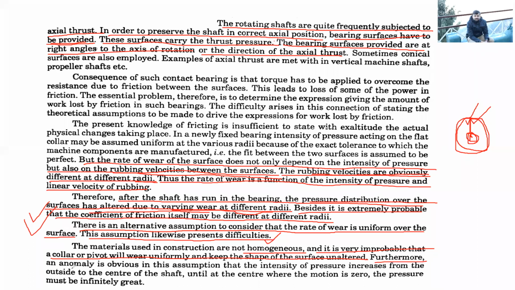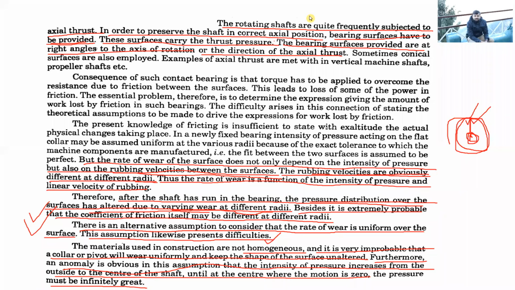Furthermore, an anomaly is obvious in the assumption that the intensity of pressure increases from outside to the center of the shaft, until the center where the motion is zero. At the center, the motion will be zero. At the extreme radius, the motion will be at maximum velocity. So we can assume that the pressure must be infinitely great at the periphery, and it gets reduced while coming to the center. So these are the two assumptions which we will be taking while deriving the equation. One is uniform pressure theory, and second one is uniform wear theory.